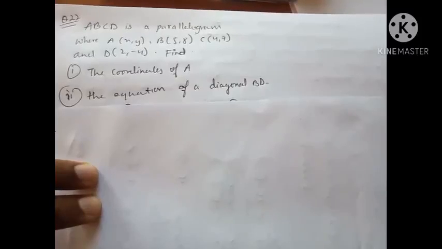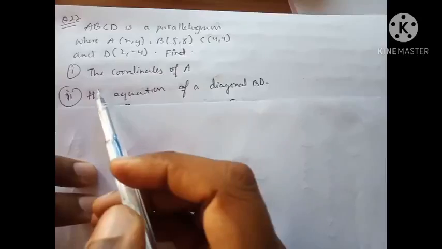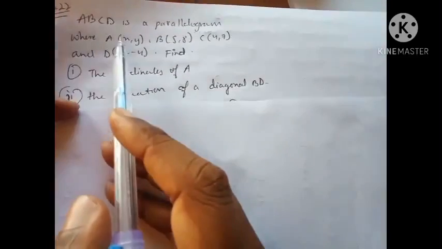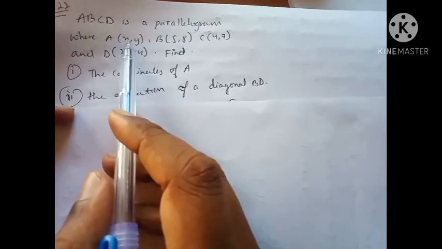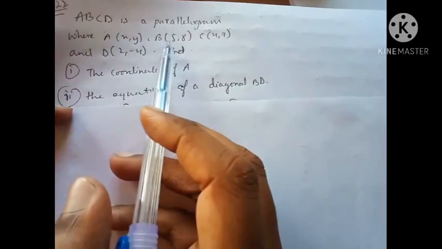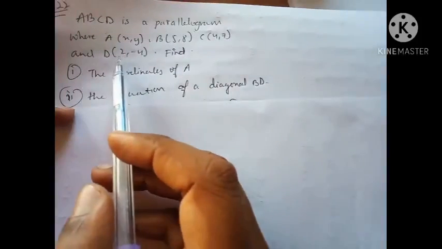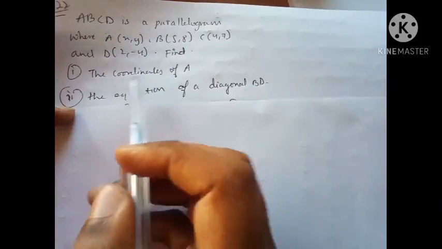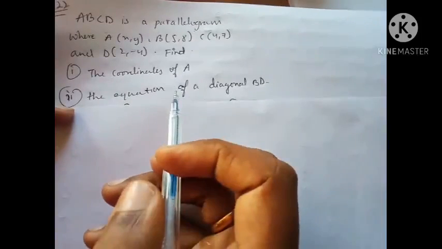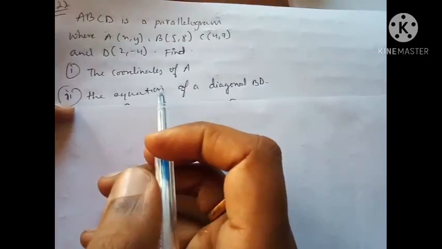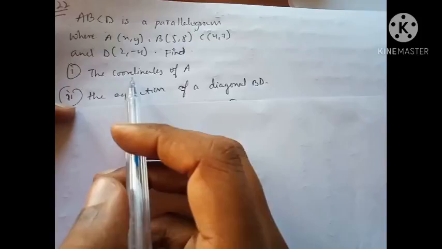Let's have a look at question number 22. What does question number 22 have to offer us? It goes like this: ABCD is a parallelogram where A is x comma y, B is 5 comma 8, C is 4 comma 7, and D is 2 comma minus 4. Find the coordinates of A. The very first thing that I have to do is find the coordinates of A.